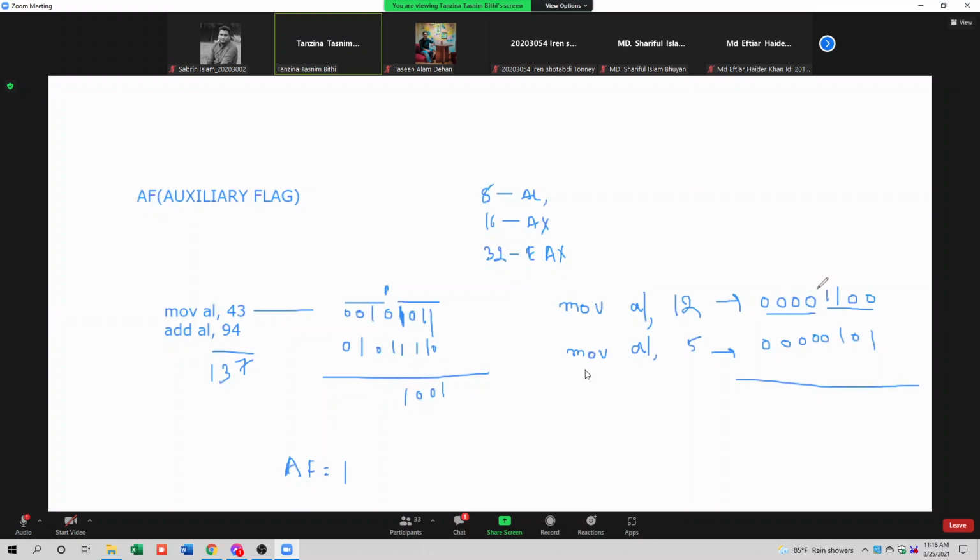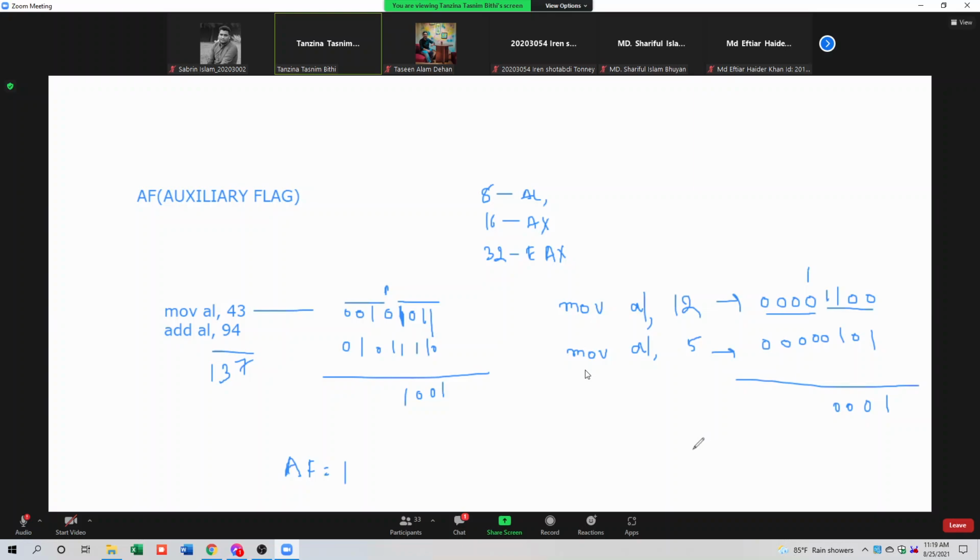It will be changed when the low order 4 bits produce a carry bit which will be added to the next bit of your high order bits. So now add these two numbers. 0 plus 1 equals 1, 0 plus 0 equals 0, 1 plus 1 equals 0 with a carry 1, 1 plus 1 equals 0 with a carry 1.